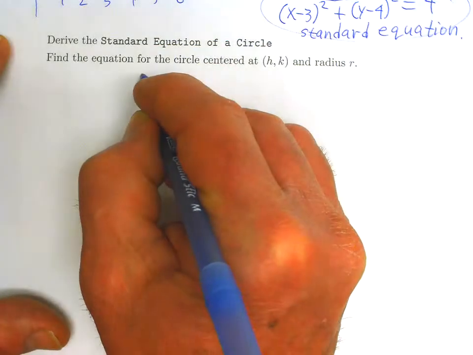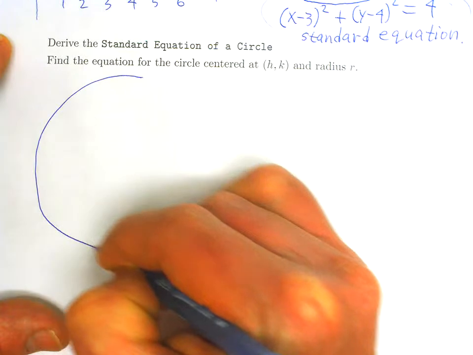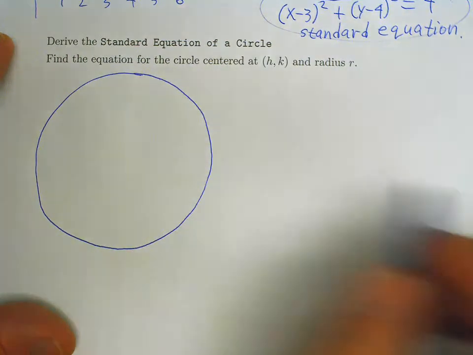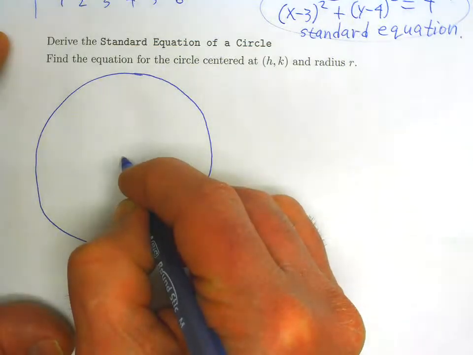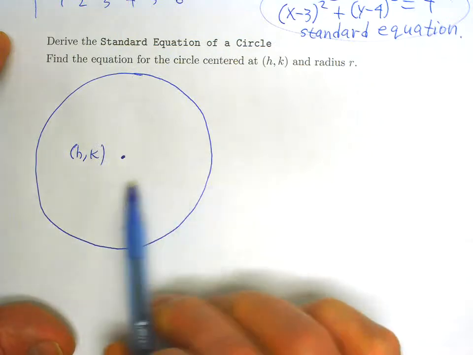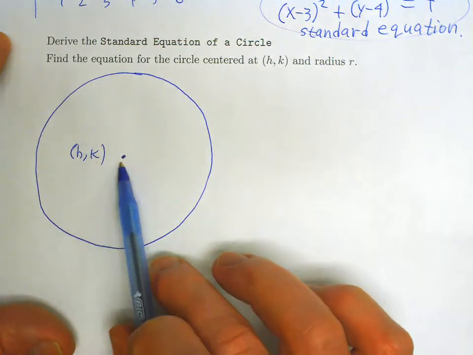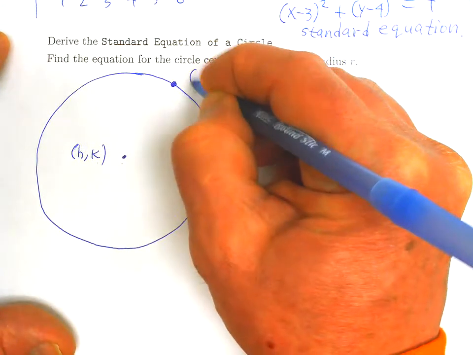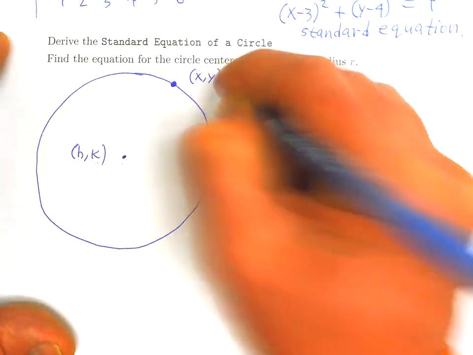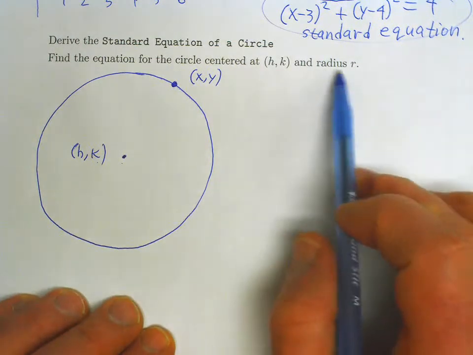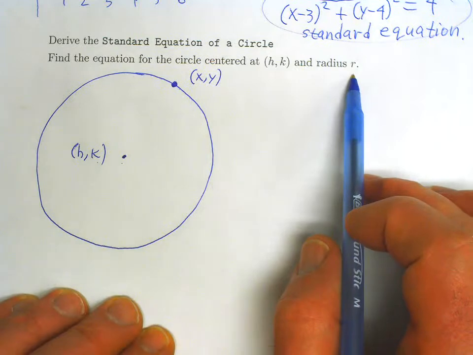Okay, so I'll draw a circle. This is supposed to be a circle in the xy plane. The center is the ordered pair (h, k). The x coordinate is h, the y coordinate is k. And then I'll pick a point on the circle and label that point (x, y). And the radius of the circle is r.